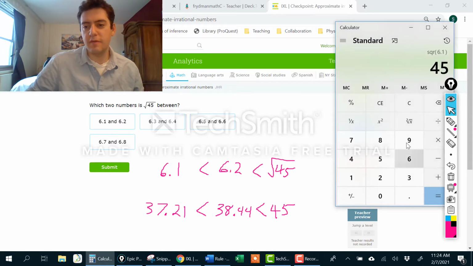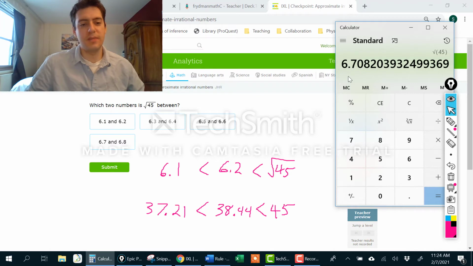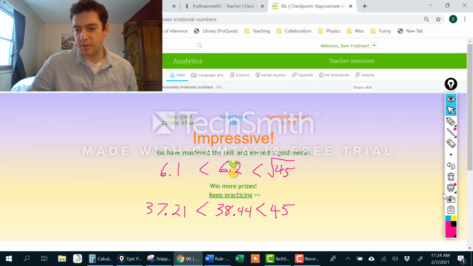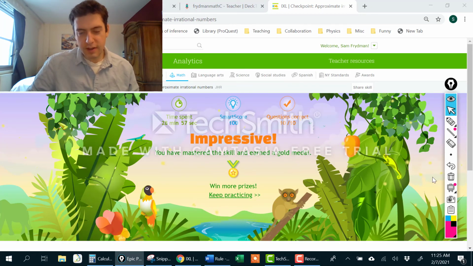So just type 45 and then hit the square root button. So it's 6.7 something. So it's greater than 6.7, but less than 6.8. So it's between those two numbers. Awesome. Okay. And that is it.